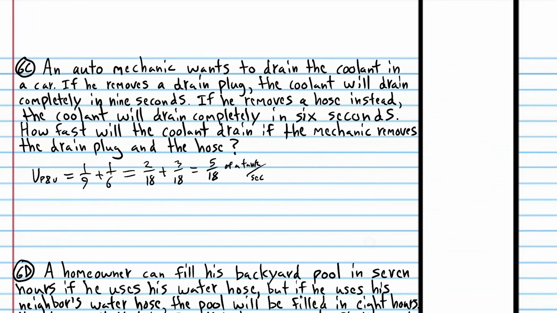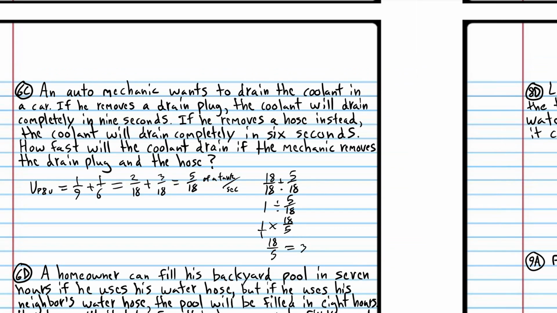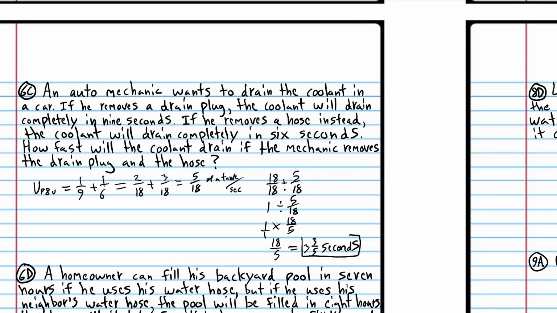So then, as usual, you just take 18/18 and divide by 5/18, which is the same thing as 1 divided by 5/18. You flip the divisor, multiply straight across, you get 18 over 5. 5 goes into 18 3 times. 5 times 3 is 15. 18 minus 15 is 3. And the denominator is always the same. So that's 3 3/5 seconds. So if you got that answer, good job.